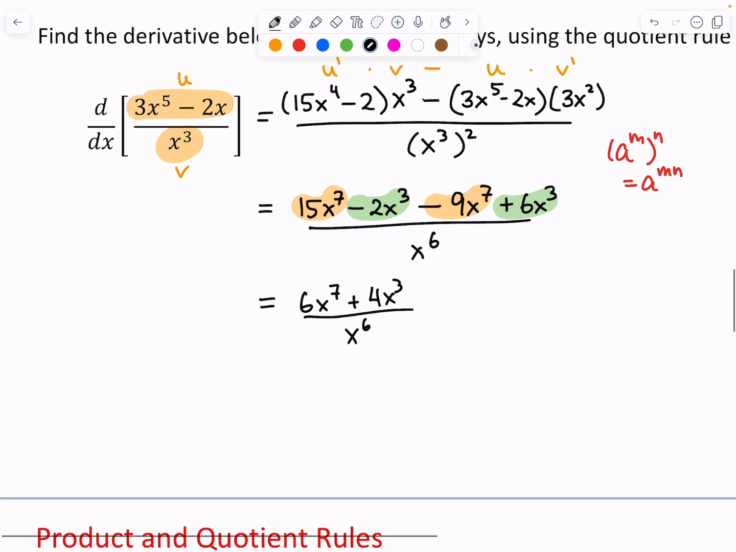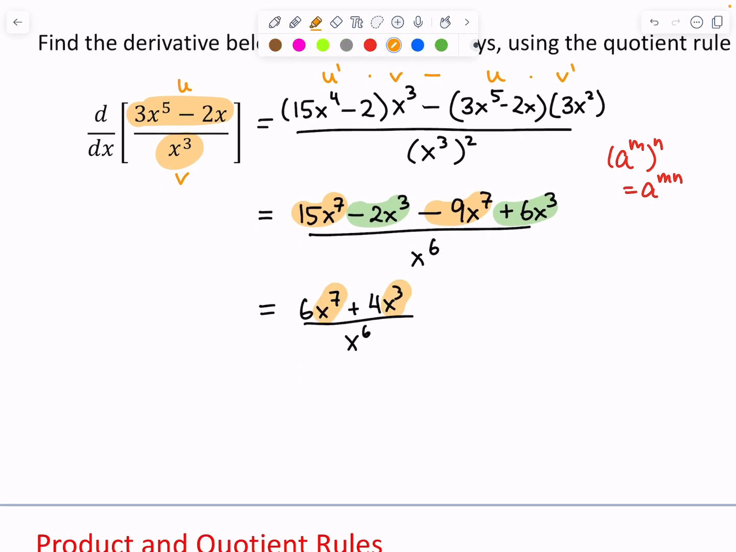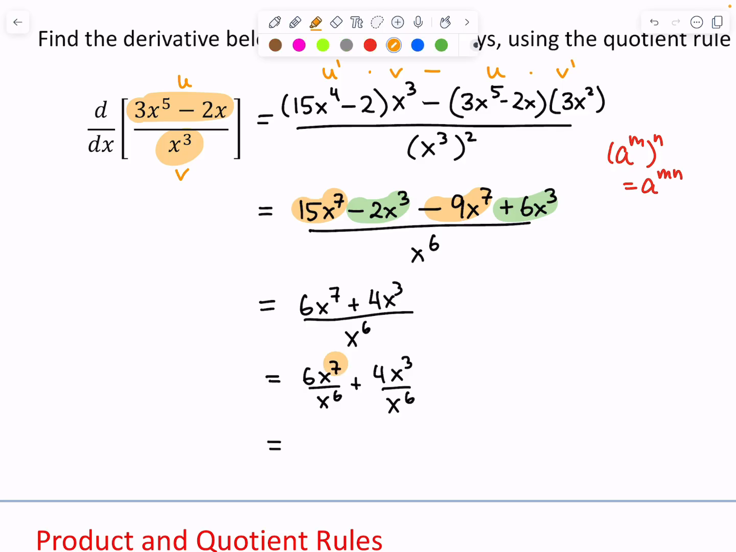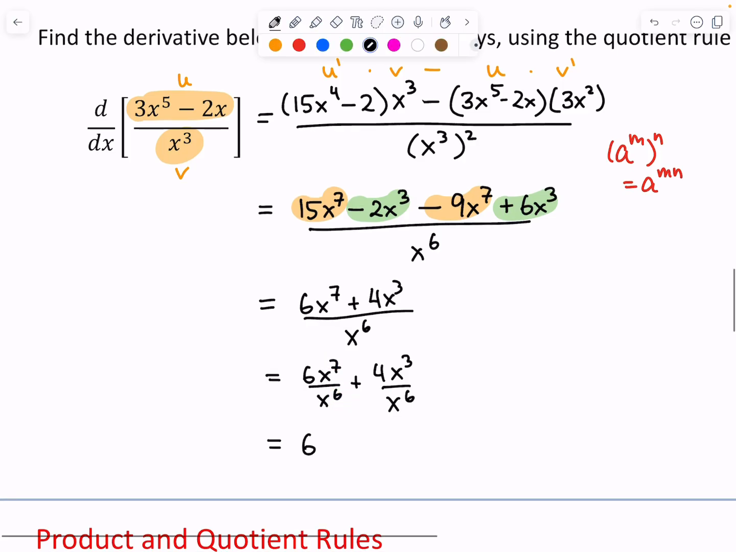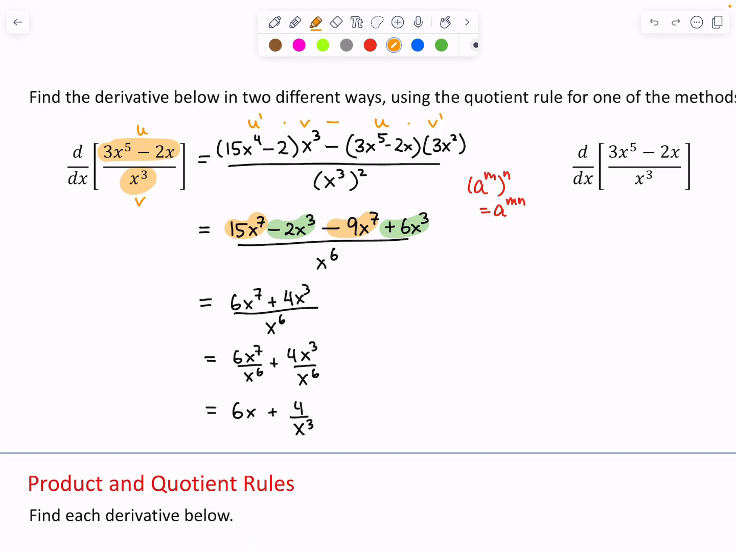From here, there's more simplifying we could do. I could factor out an x cubed from both these terms and simplify, or I could take this x to the 6th and split it up under the two fractions and simplify them separately. Let's do that second approach. And then simplifying, 7 minus 6 is 1, so we have just 6x to begin. 3 minus 6 is negative 3, so we have 4x to the minus 3, or in other words, 4 over x cubed. I think of it as 6 is a higher power than 3, so I do 6 minus 3 and get 3, but those excess x's are down here in the denominator. Okay, so we got our derivative using the quotient rule and then a bunch of algebra to simplify this.